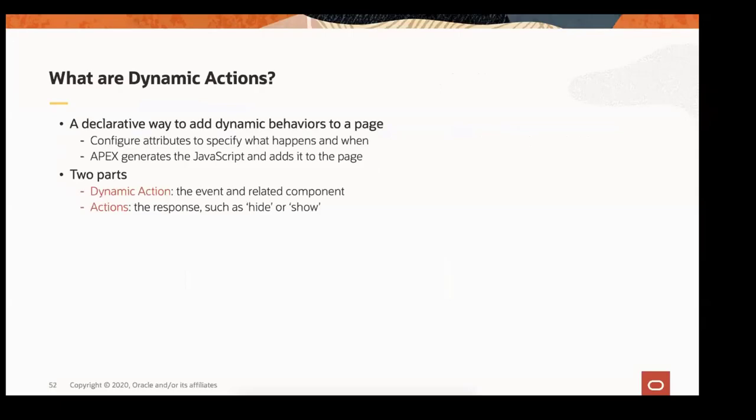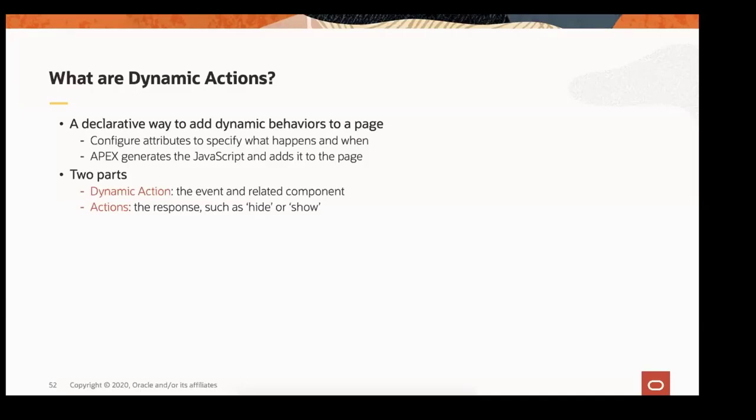So what are dynamic actions? Basically a declarative way for you to add dynamic behaviors to your pages in Apex. So just like many things in Apex, you'll just use declarative screens and options to define what you would like to have happen and when, and then Apex will automatically generate the JavaScript code for you, add it to the page, and execute it at the right time without you having to do anything.